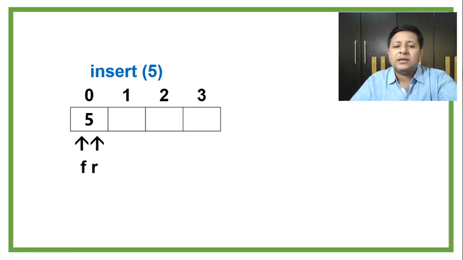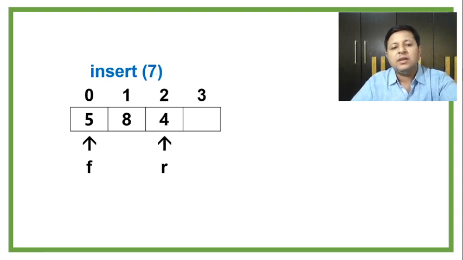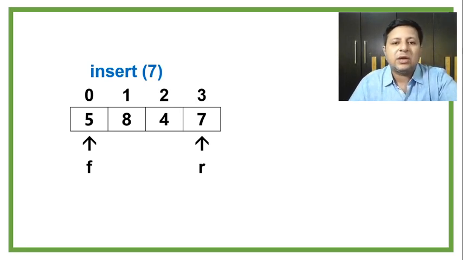Then let's look at one more insert. Let's say insert 8. R will be incremented and 8 will be inserted in the new position of R. Similarly, let us try more inserts. Insert 4. R will be incremented and 4 will be inserted. Insert 7. Again R will be incremented and 7 is inserted. As I just now said, insert is normal, as in insert will be as per your simple queue. It is just placing the elements as per their arrival.